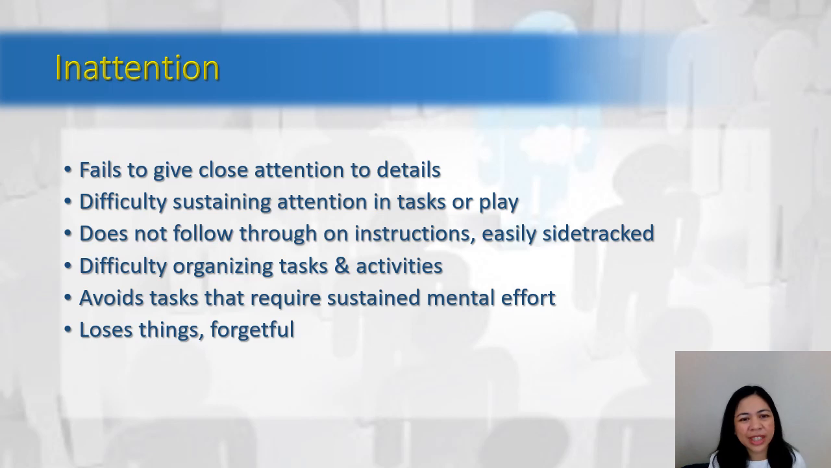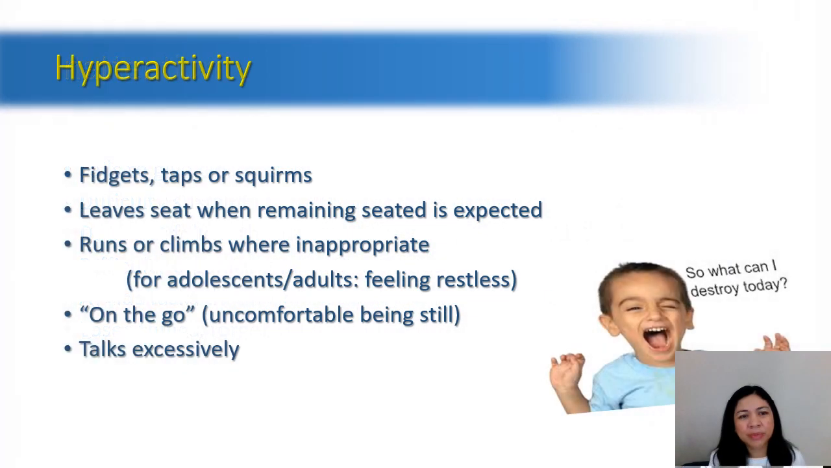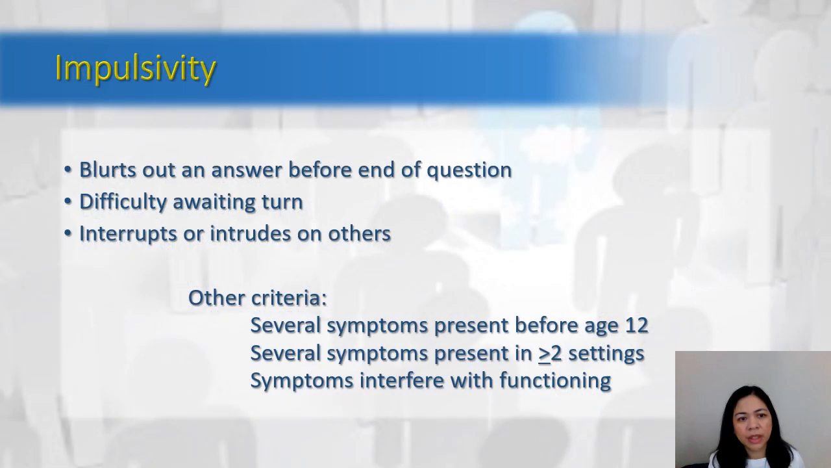Some more manifestations. For hyperactivity, the child can be fidgety, leaving seat when remaining seated is expected. He runs or climbs where inappropriate and is on the go or uncomfortable being still and talks excessively. For impulsivity, the child blurts out an answer before the end of the question, has difficulty awaiting his turn, and often interrupts or intrudes on others.